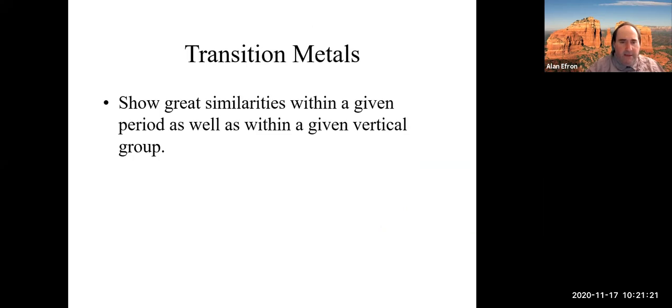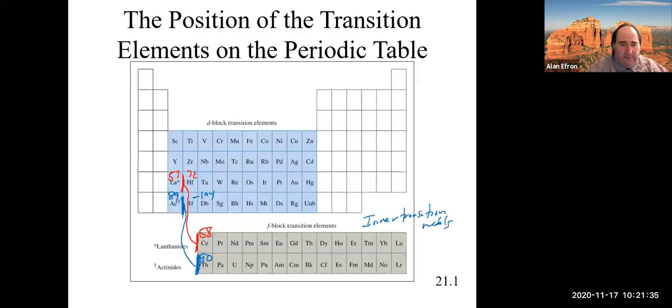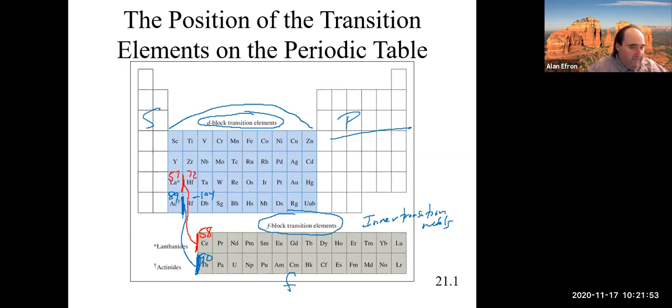So when we talk about transition metals, they show great similarities within a period as well as within a vertical group. They have very common properties. And by the way, when we look at our periodic table, as we can see here, this is our D block in terms of electron configuration, just like over here is our S block, and all the way across here is our P block. And as it says down here, these are our F block in terms of electron configuration.